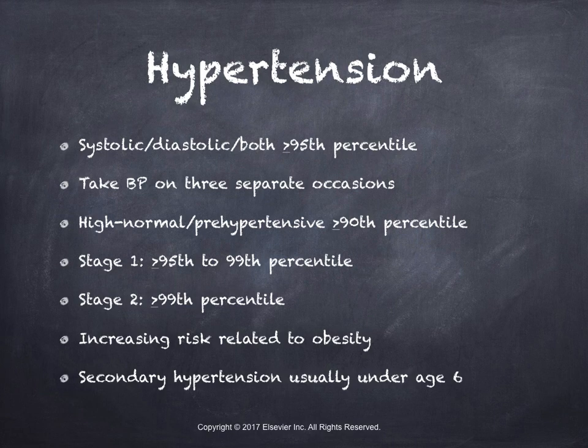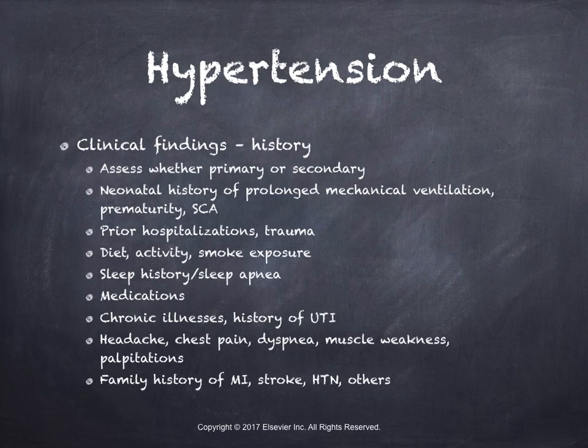So first we need to assess whether the hypertension is primary or secondary by making sure we've screened for other causes that would lead to a secondary hypertension. And again, being a NICU graduate is a potential risk factor for secondary hypertension. Assessing for prior hospitalizations, trauma, sleep history, sleep apnea, medications, chronic illnesses, especially related to the kidney. Family history, again, of cardiovascular disorders, MI, stroke, hypertension.